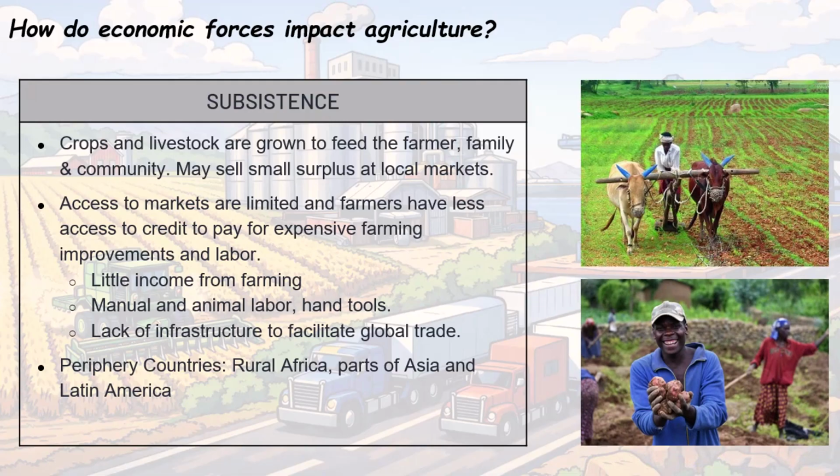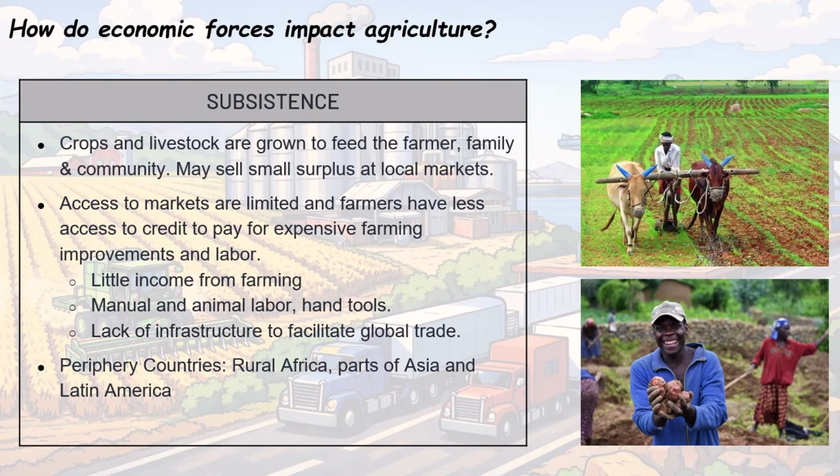There's also a lack of infrastructure to support global trade. Fewer paved roads, limited banking systems, fewer transportation networks. That makes large-scale commercial expansion way harder. Subsistence farming is common in periphery countries, especially rural parts of Africa, parts of Asia, and Latin America. Economic forces matter here. When land, credit, and infrastructure are limited, farming stays small-scale and focused on feeding people directly.